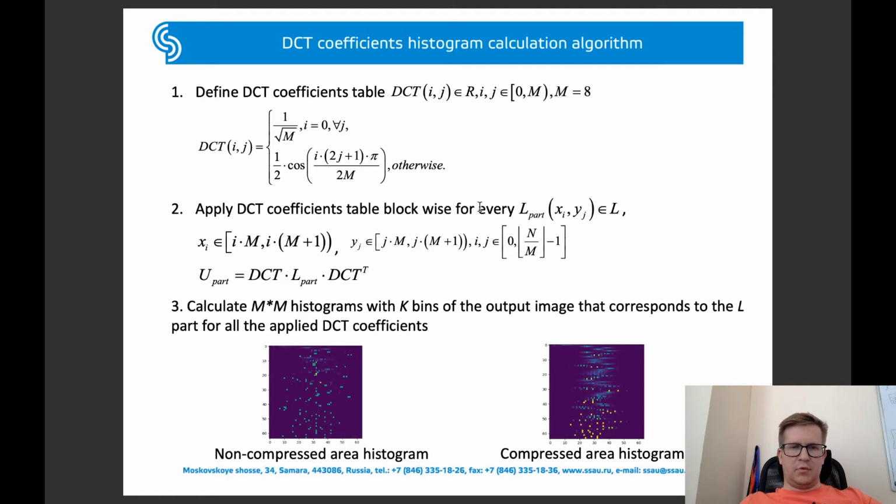Here you can see that the structure of this feature is different for compressed and non-compressed area. And using this information we can train our neural network with quite a simple architecture just to differentiate these local blocks on an output image.